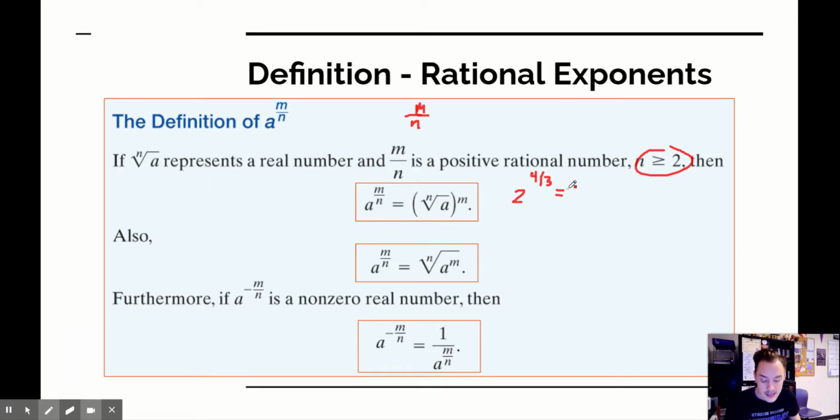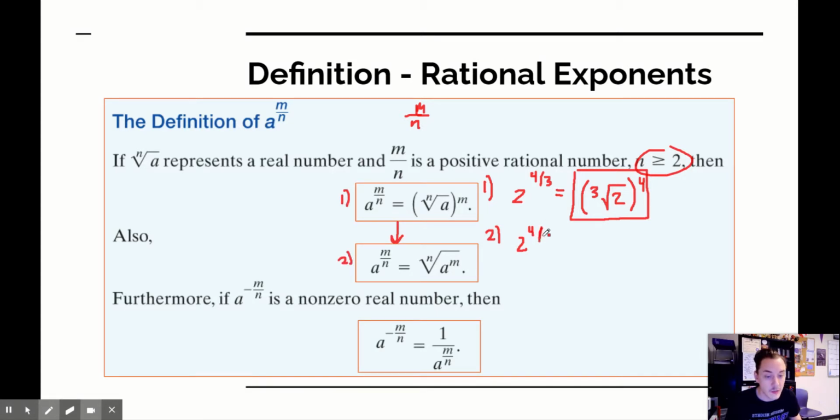What does that mean? Now pay very close attention. It can mean this: in parentheses, the cube root of 2, and then all to the 4th power. So it can mean that, and then of course I can simplify it as such. Or it can mean this, 2 to the 4th. So this is number 1, and this is number 2.